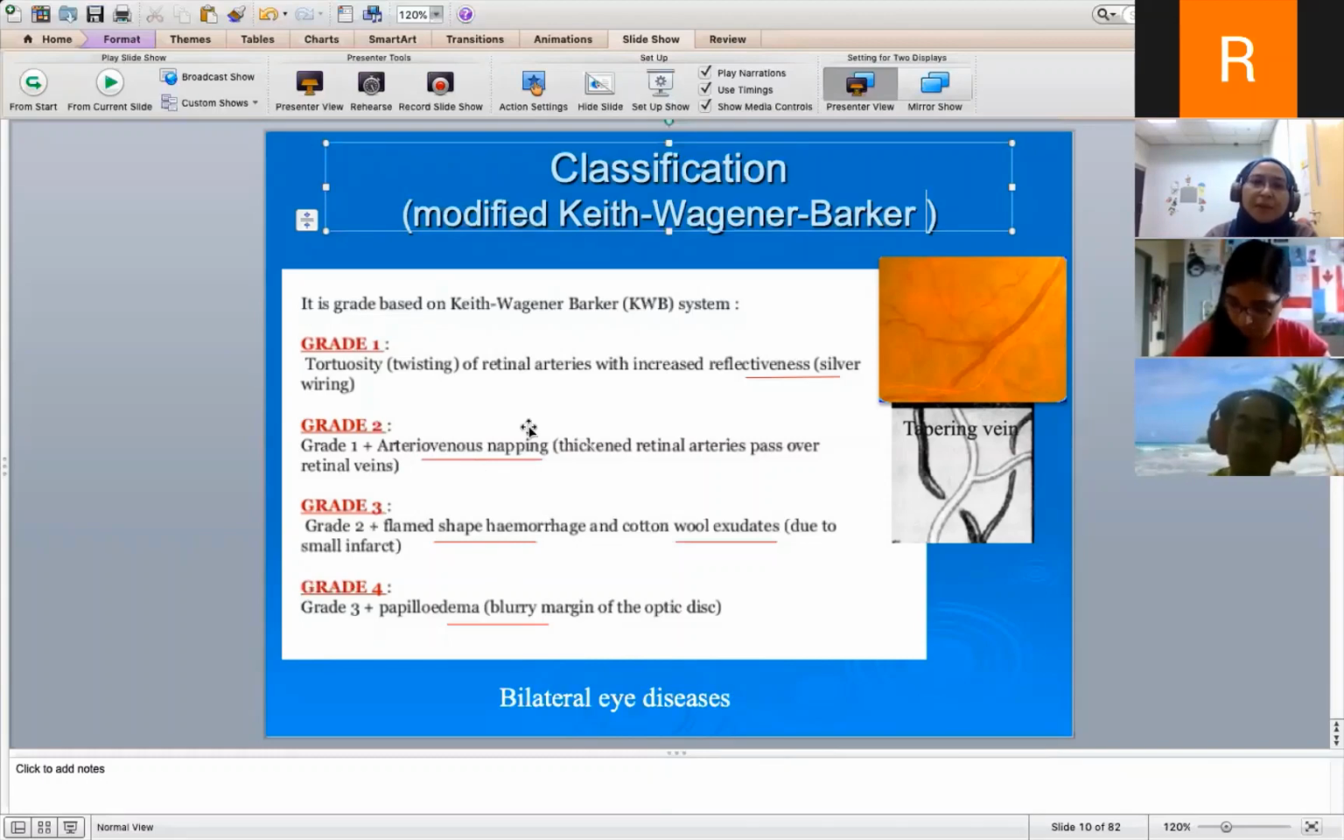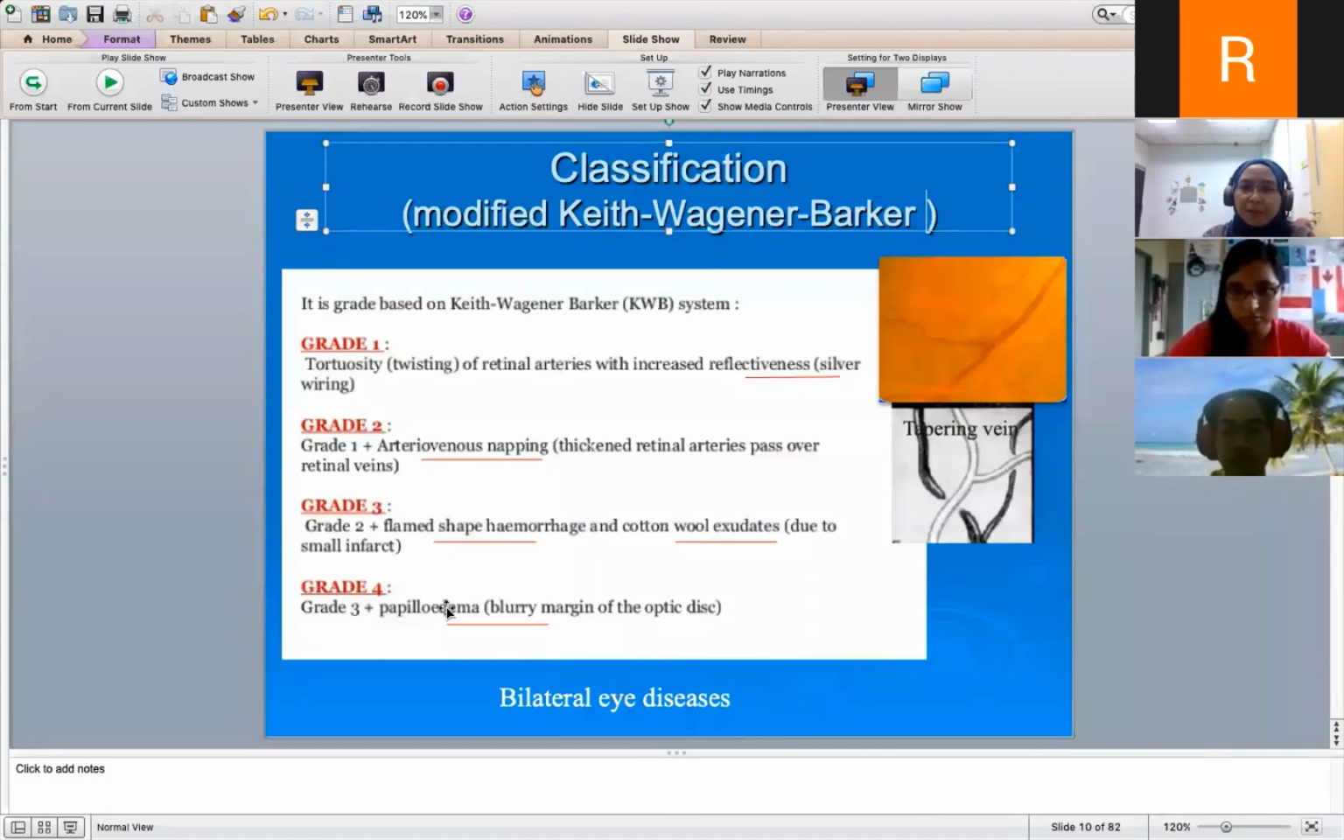Alright, but the ones that are going to stay are usually your silver wiring and also your AV nipping. Now, let's say a patient comes with a sudden rise of high blood pressure, either a newly diagnosed young patient or one who has not taken medication for a few days. When the patient has an acute rise of blood pressure, they will end up with all those changes, plus optic disc swelling. Alright, so this optic disc swelling is a grade 4 hypertensive change.